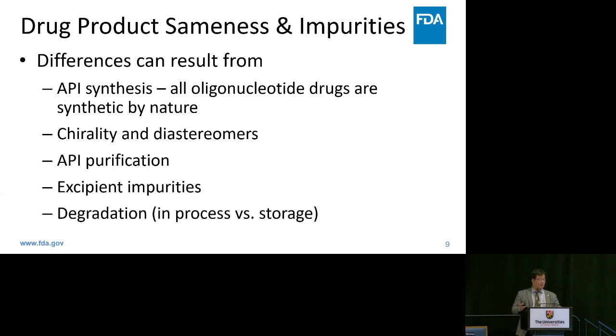Excipient impurities. We talked about the excipients being a concern. Not just excipient impurities, but excipient differences could potentially result in some concerns, but that's something we can look at and discuss. Degradation in process versus storage. Both of these are of concern. During the manufacturing process, you may observe degradation of some of the sequences, some oligonucleotides, and then what comes out because of storage. Different storage conditions, shipping conditions, et cetera, could lead to some differences.